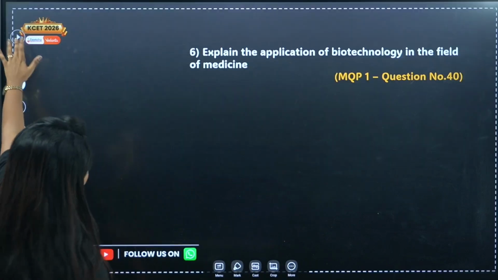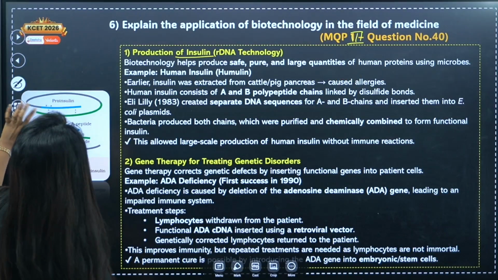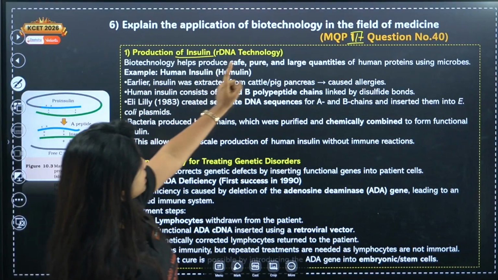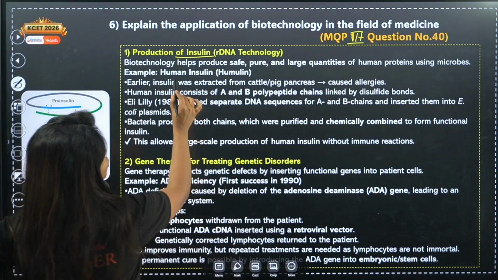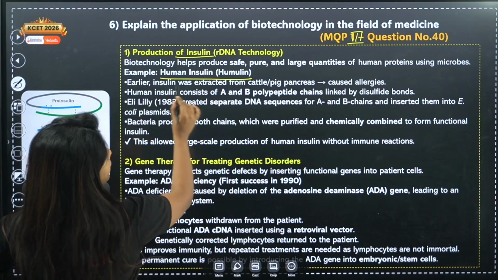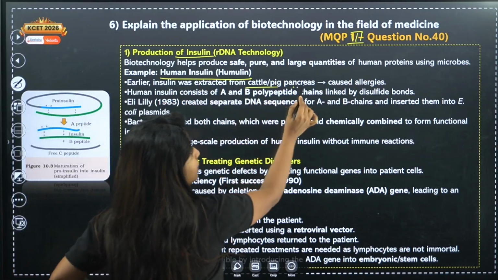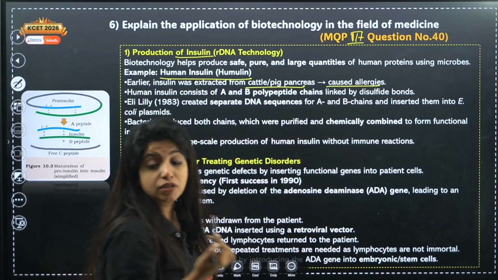Now we'll read it out and we will be able to understand it better. So, biotechnology helps produce safe, pure and large quantities of human proteins using microbes. Example, human insulin, which is known as humulin. Earlier, insulin was extracted from cattle and pig pancreas, which caused allergies in human bodies.